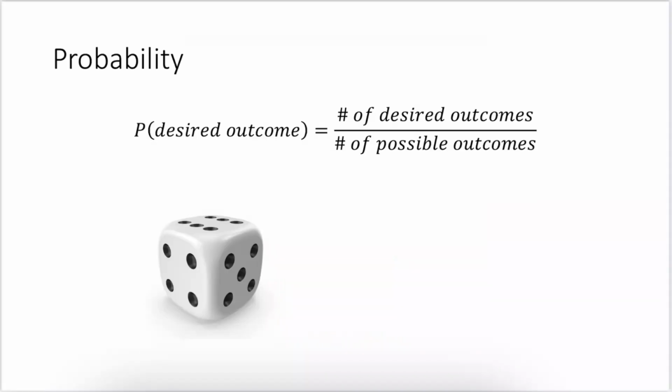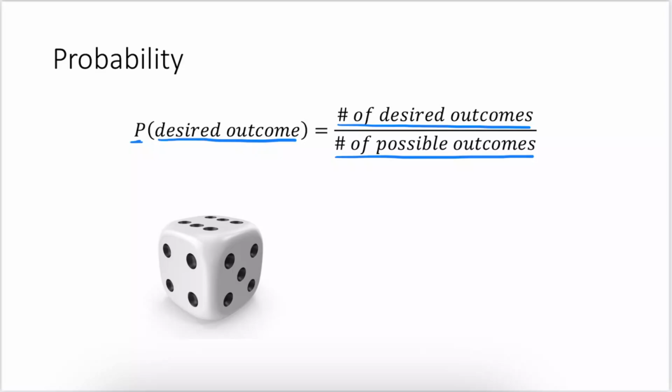All right, so when we're calculating probability, we're looking for the chances that something will happen. And the way that we calculate probability is we say that the probability, which we're going to represent with the letter P, of whatever your desired outcome is, equals the number of desired outcomes divided by the number of possible outcomes. So for example, if you were going to roll a 6-sided dice, you have 6 possible outcomes.